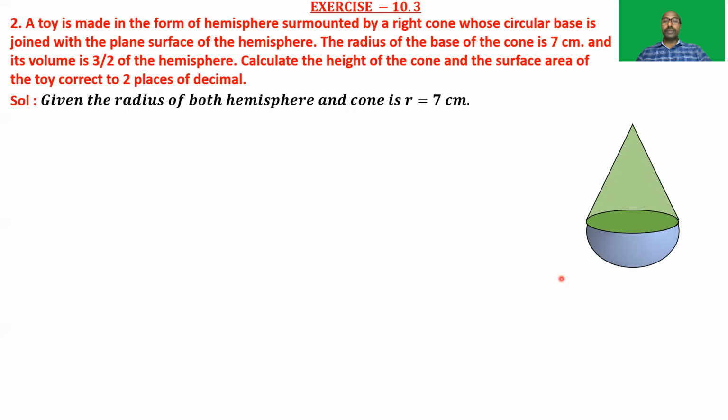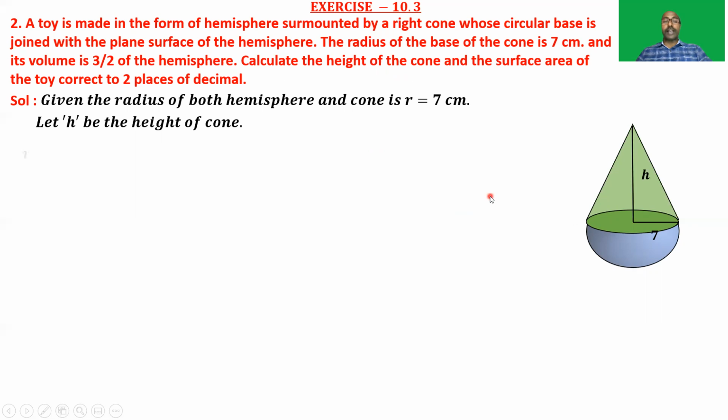Now here the radius of the cone is 7 centimeter. Let h be the height of the cone. So here the height of the cone is not given, so first we have to calculate the height of the cone. Let h be the height of the cone like this.